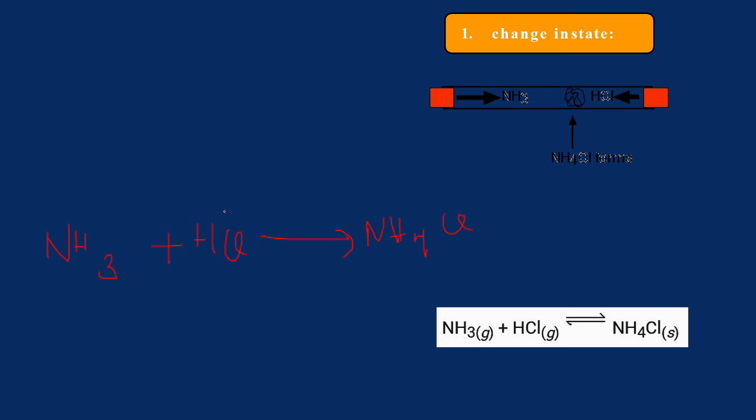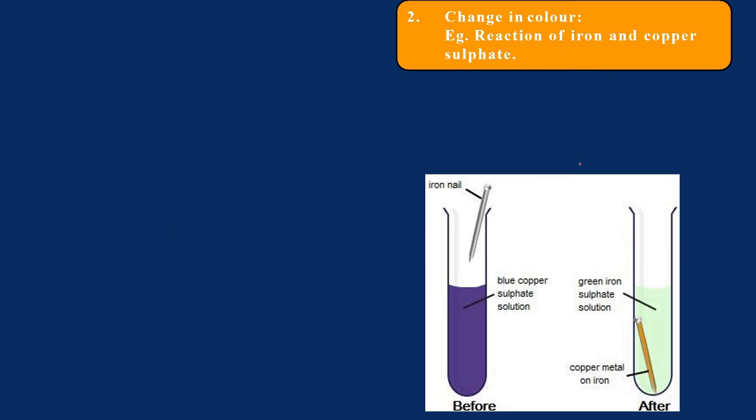And whereas in this reaction we have gas, a hydrochloric gas, and then if we combine it, we get ammonium chloride, which is a solid. So here we can see that the change in state is, ammonia is a gas, hydrochloric is a gas, then we get a solid. So we have combined two gases to get a solid. Therefore we can say that there's a change in the state of the compounds and elements during this chemical reaction. Next, coming to change in color.